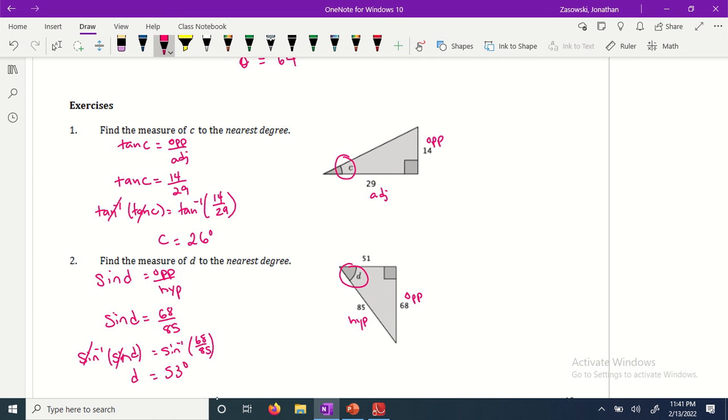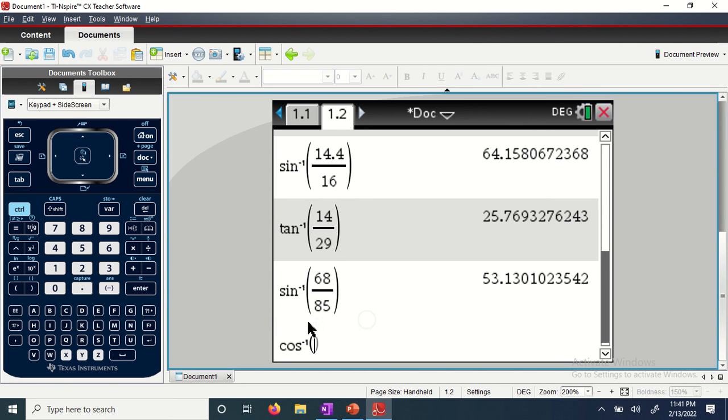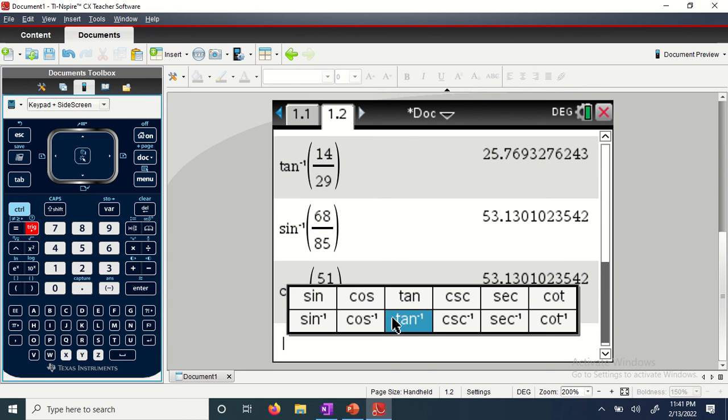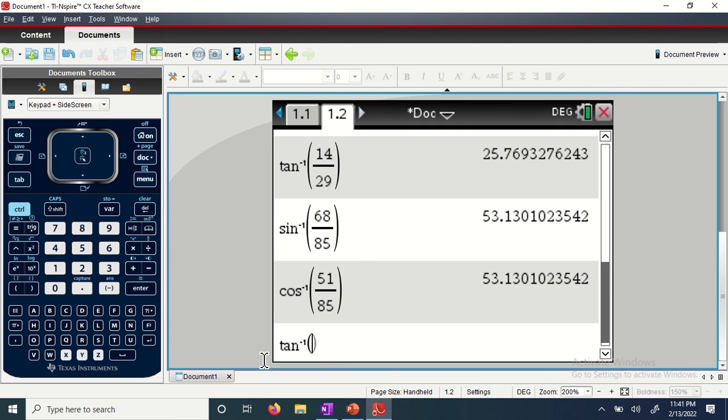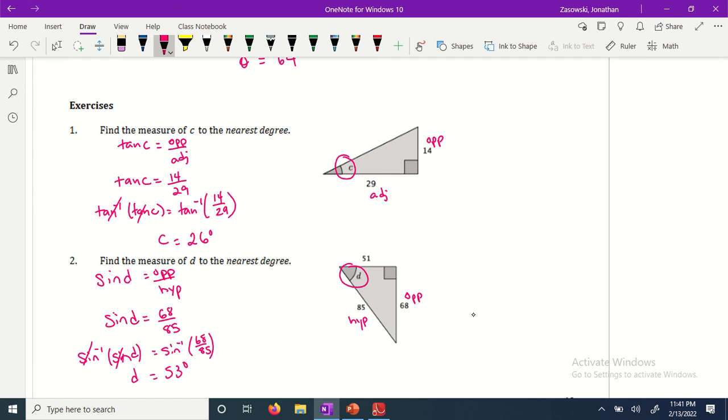Okay, had we used cosine, we would have done cosine inverse of 51 over 85. Still get that same answer. And then with the tangent inverse, it's going to be opposite over adjacent, so 68 over 51, and you see we'll still get the same answer. So it won't matter what trig function you use, you should get the same 53 degrees regardless.